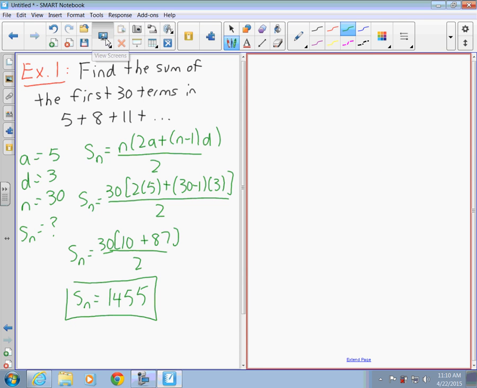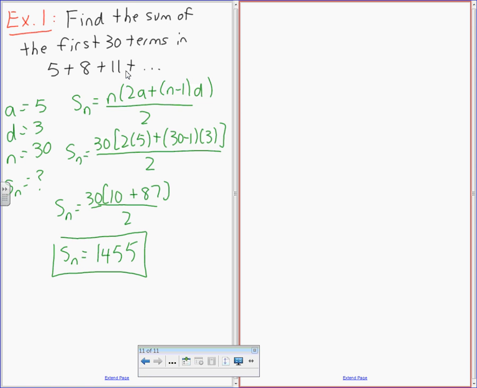Example 2 says, please put a star beside this question. Determine the sum.